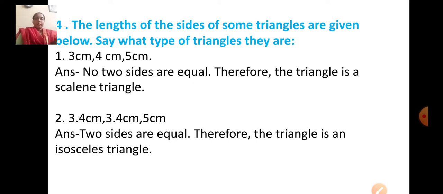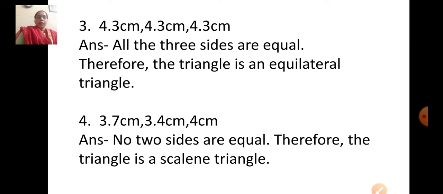triangle. The next sum, 4.3 centimeter, 4.3 centimeter and 4.3 centimeter. Children, all the three sides are equal. So therefore the triangle is an equilateral triangle. I hope children you remember this also, we had learned in the types of triangle based on sides. When all three sides are equal, that type of triangle is known as an equilateral triangle.